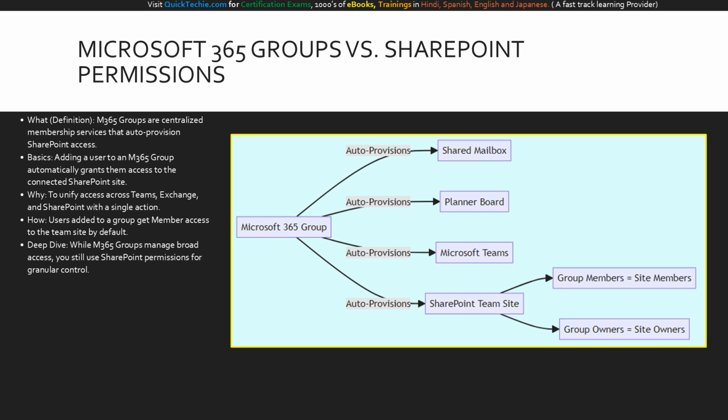Now, look at the SharePoint team site node. It maps the M365 group identities directly into SharePoint's native roles. The group members seamlessly become site members with edit rights, and the group owners seamlessly become site owners with full control. This automation is brilliant, but as an admin, you must always remember that giving someone group access gives them the keys to all these connected doors.